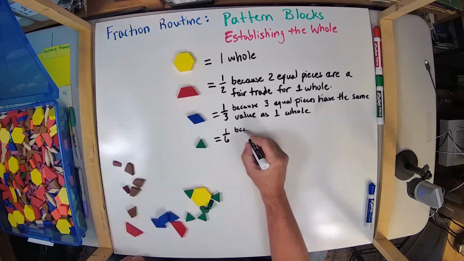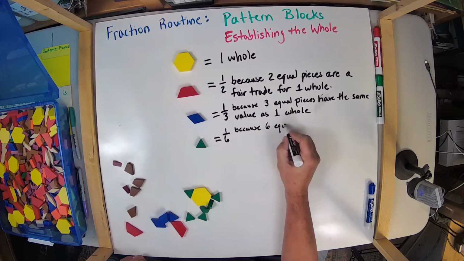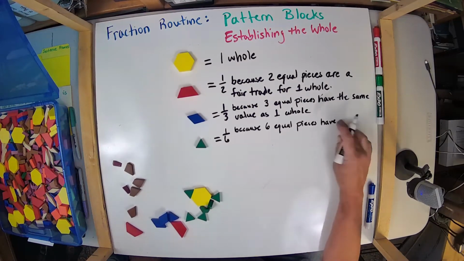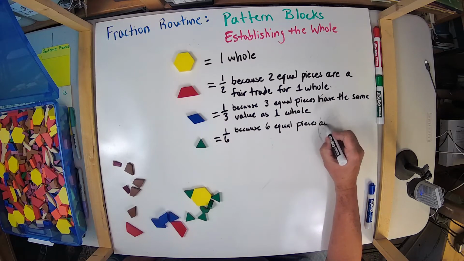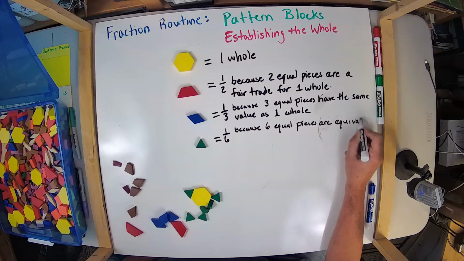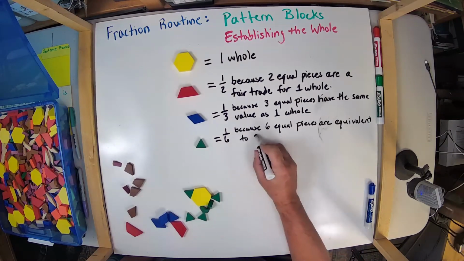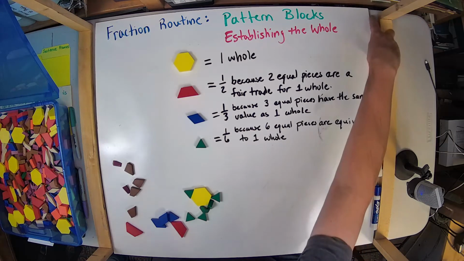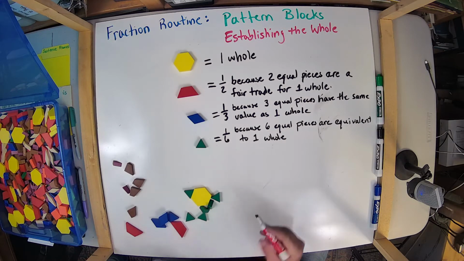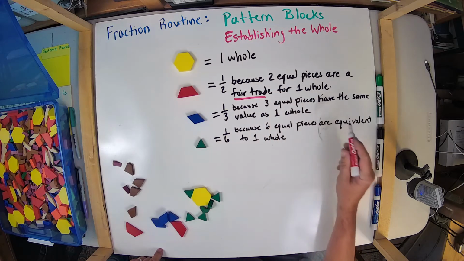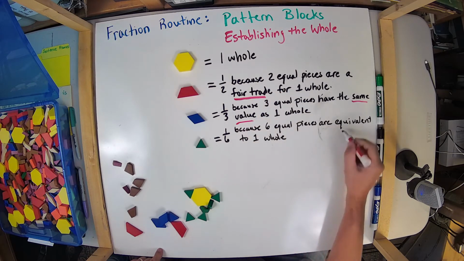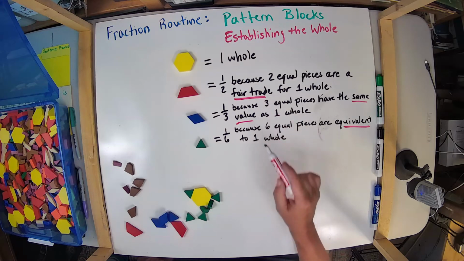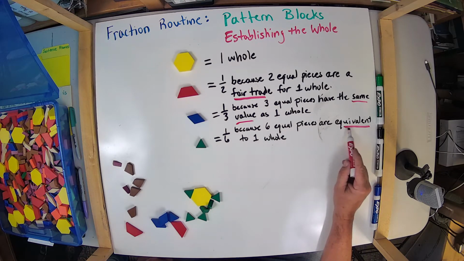And that is because 6 equal pieces are equivalent to one whole. Please notice that I'm intentionally using 3 different terms. I'm saying fair trade, I'm saying same value, and then I'm saying equivalent. The first two I'm going to call colloquial phrases, like it's a fair trade, they have the same value, and I'm going to call this last one the academic language.